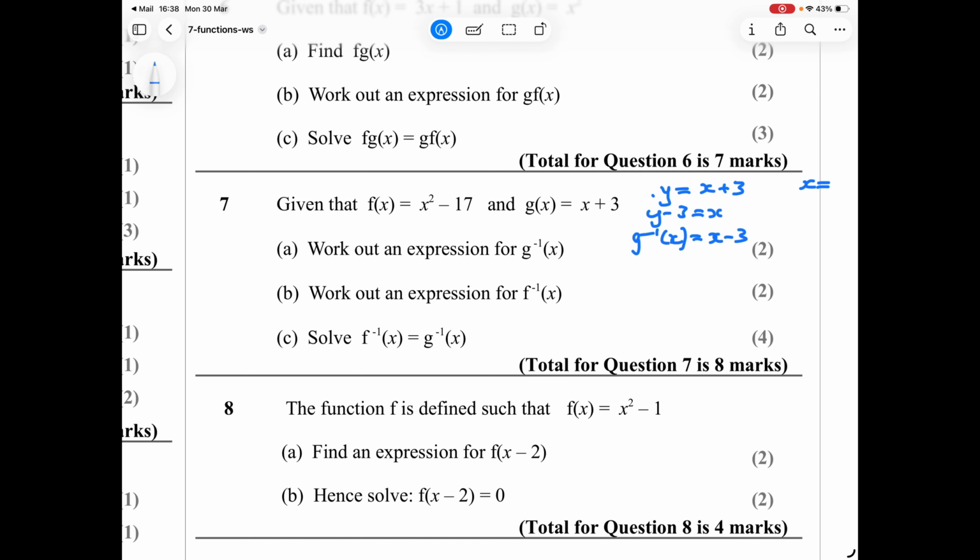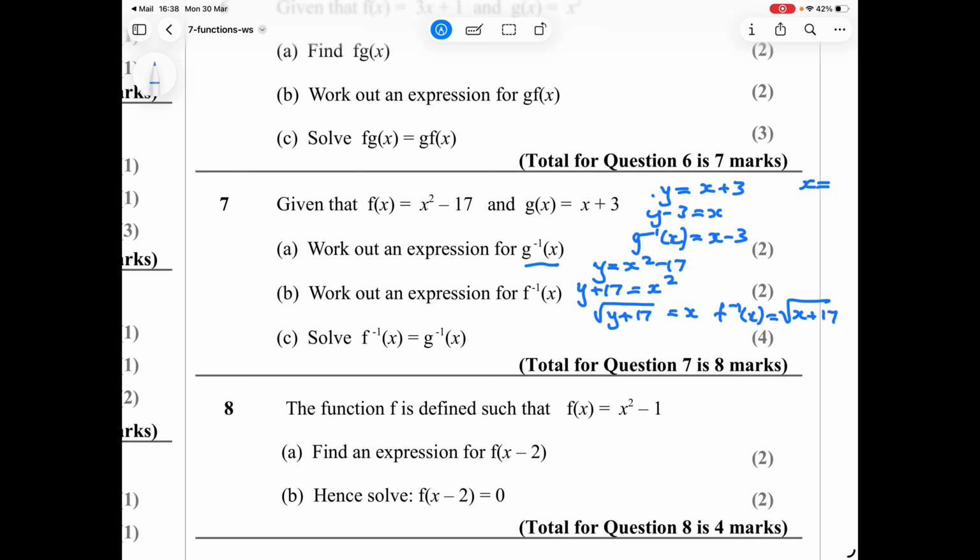You convert it to y, you set it so x equals, and then you rewrite it in the way that it's been asked to be written, with x back in again. Now work out an expression for f to the minus 1 of x. So for that one, we'd say y equals x squared minus 17, y plus 17 equals x squared, and then we would square root the side and it would be root y plus 17 equals x. Now we've got the x equals, so now we make it into f to the minus 1 of x equals root x plus 17.